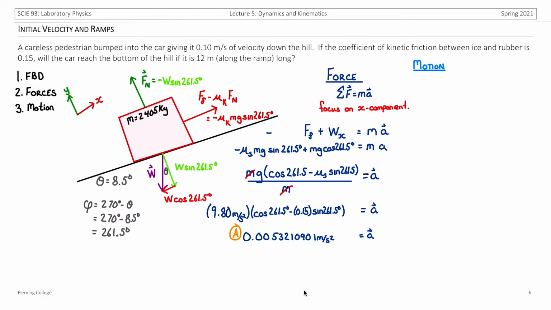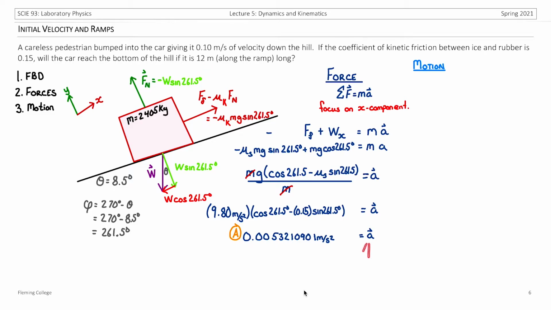So looking at our problem, we're asked if the car will reach the bottom of the hill. One of the ways you might consider approaching this is to determine, if it has an initial velocity, what is the final velocity when it's at the bottom of the hill?